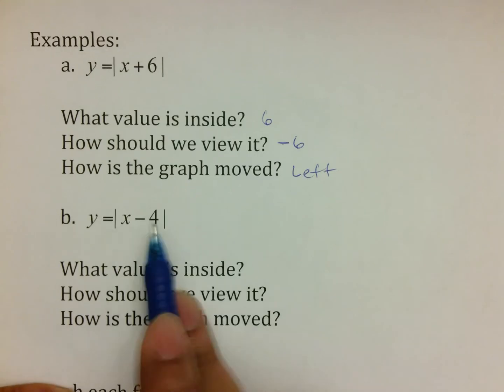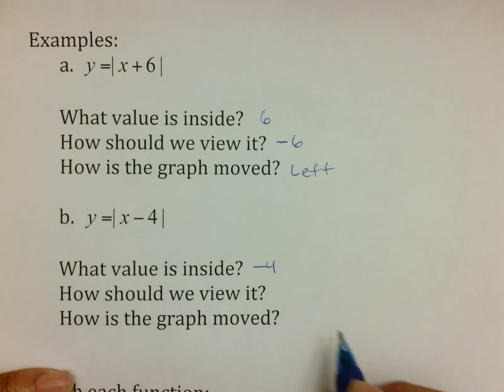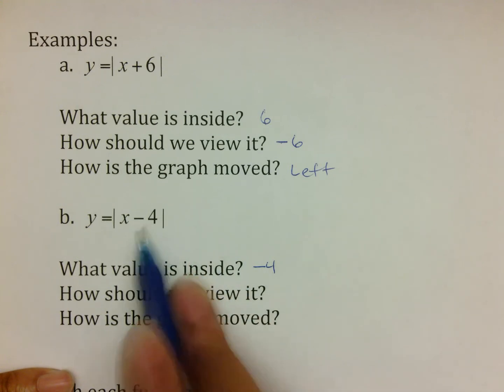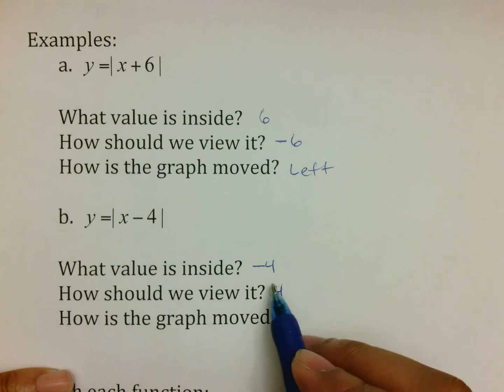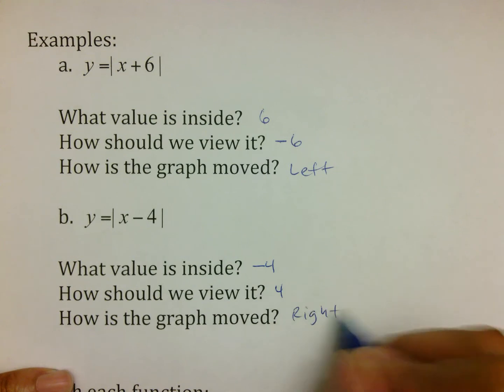B, what value is on the inside on this? Again, when you see that question, you're just putting negative 4s on the inside. But because it's on the inside and it goes against what we think, we're actually going to view it as a regular 4. And because it's a regular 4, and we're on the inside, which is left and right, a positive 4 makes us go to the right.